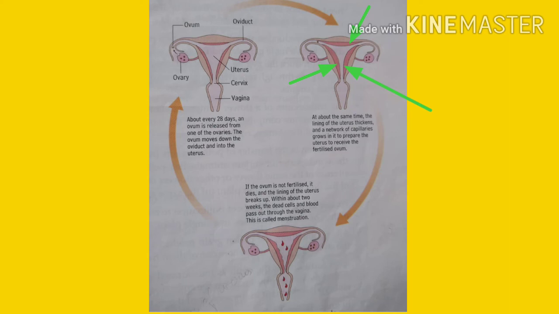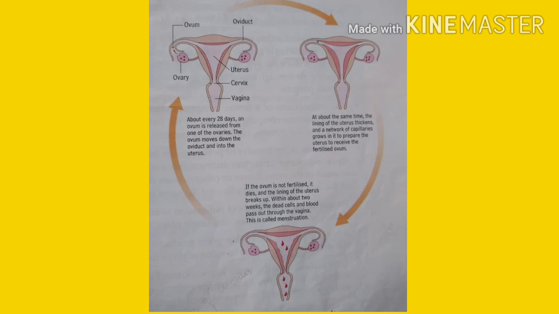The uterine wall, that is, the layers of the uterus or the wall of the uterus, thickens at the time of ovulation to receive and nourish the embryo. So the uterine wall receives an increased supply of blood to nourish the embryo.